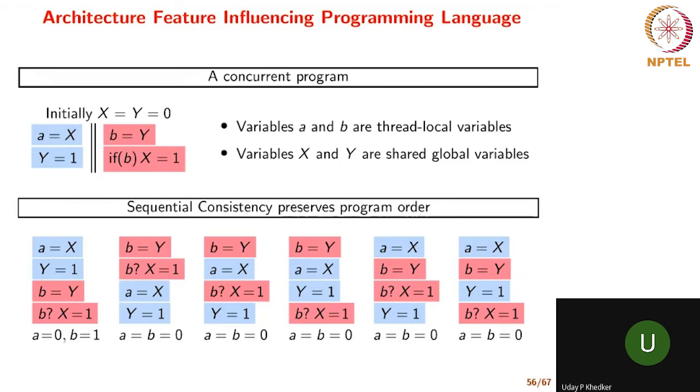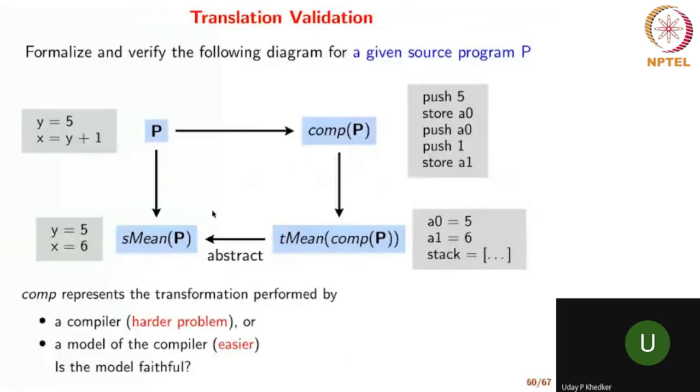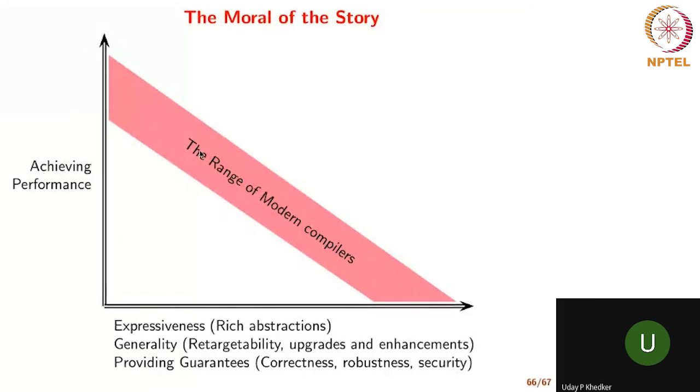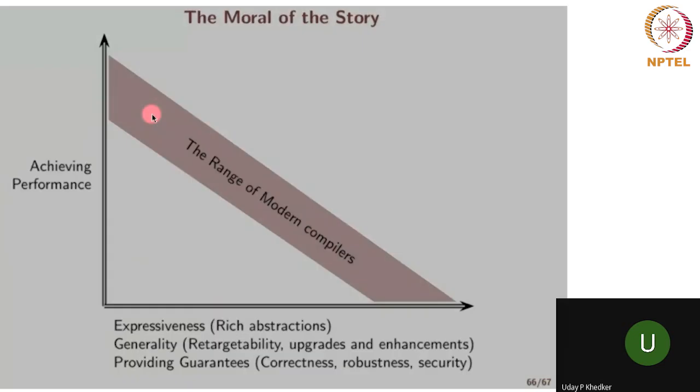So this is the picture that I had in the end. Anyhow, you get the performance, even if it's not very expressive. It's okay, right? So this is the range of modern compilers.